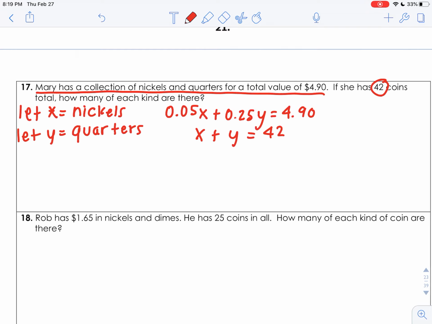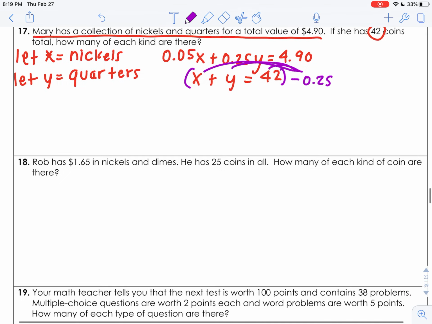So I want you guys to finish and solve this one as well. And I'll get you started on number 18, and you can finish that one. So I'll cancel out the y's. So I'm going to multiply everything by negative 0.25 and multiply everything in here by that. And then you can solve that.